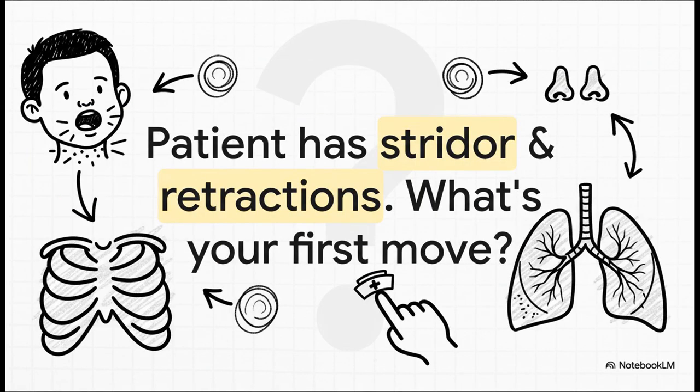Okay, so I'm going to leave you with one final clinical scenario to think about. You walk into a room, you see a kid with stridor. Nasal flaring, retractions, they are clearly in distress. What's your gut reaction? What is that priority nursing action that's popping into your head right now?